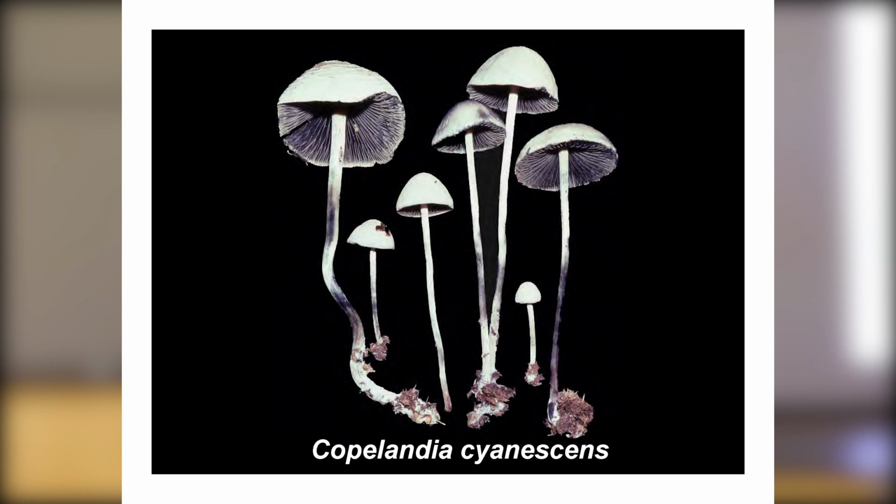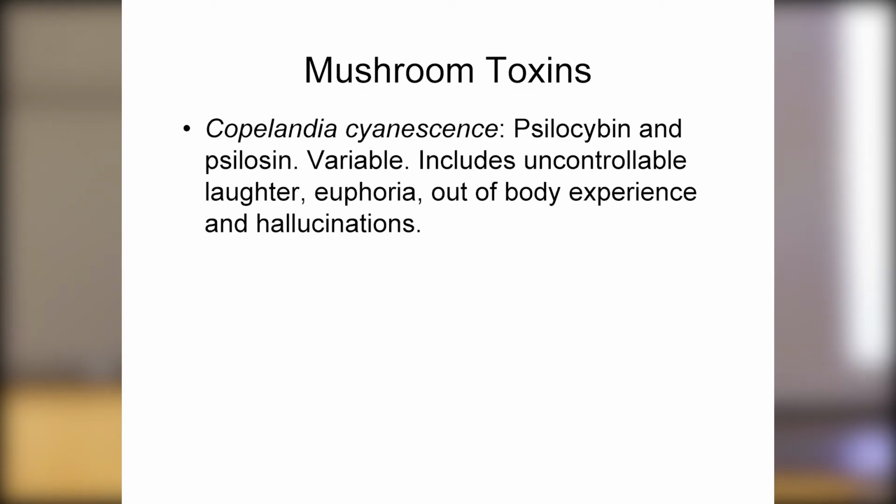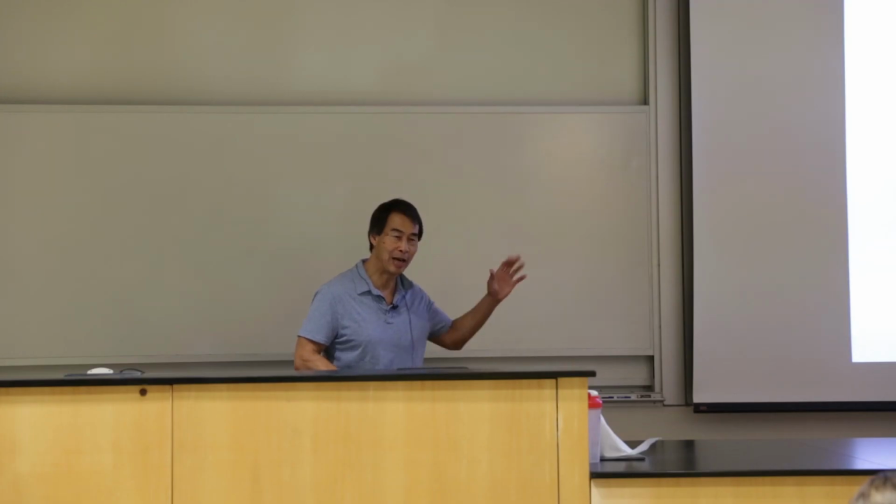Okay, and the toxins involved in this case are psilocybin and psilocin, and there are variable types of symptoms. Uncontrollable laughter is the most common one. Euphoria is another one, and less commonly you get out-of-body experience and hallucination. So this is what is often attributed to Amanita muscaria, and that's not the case at all. Amanita muscaria is more like consuming too much alcohol.